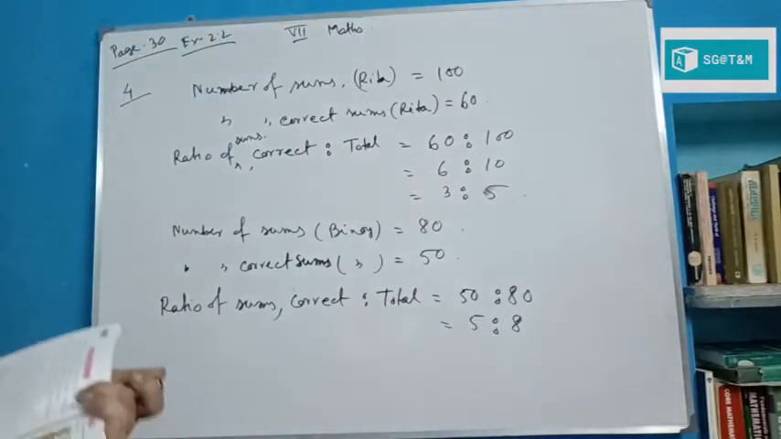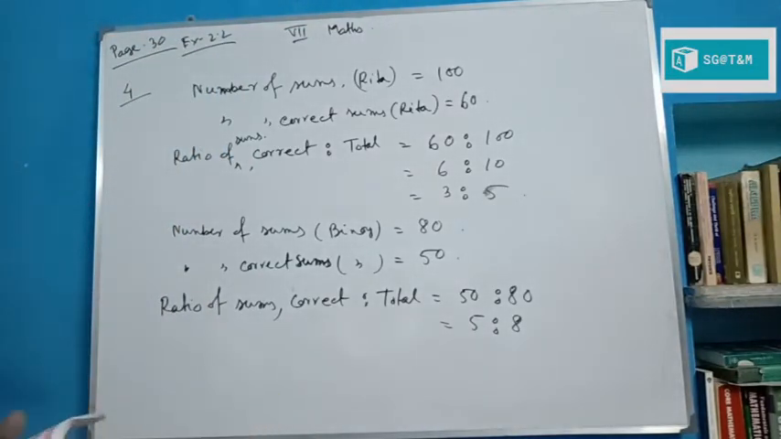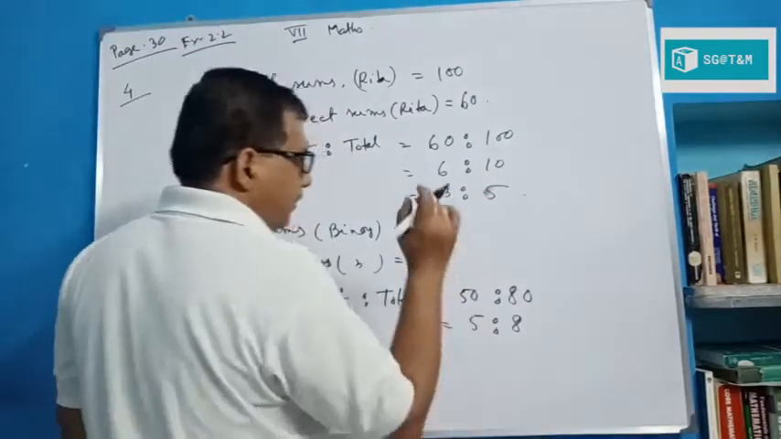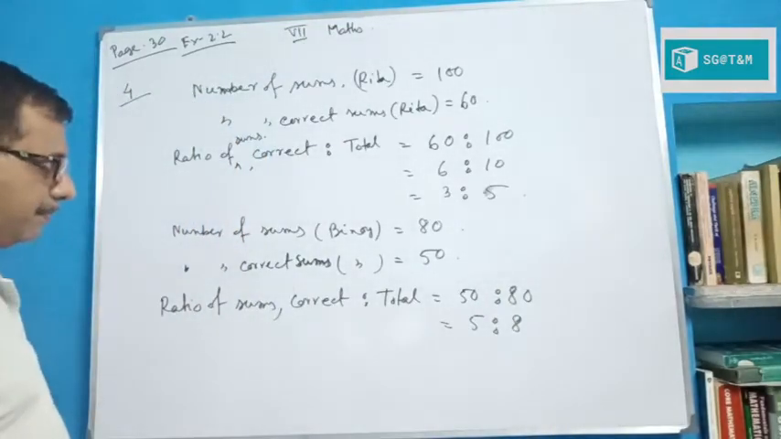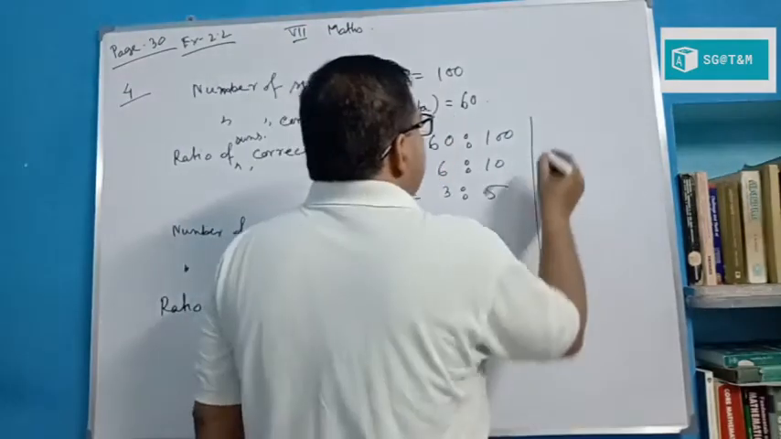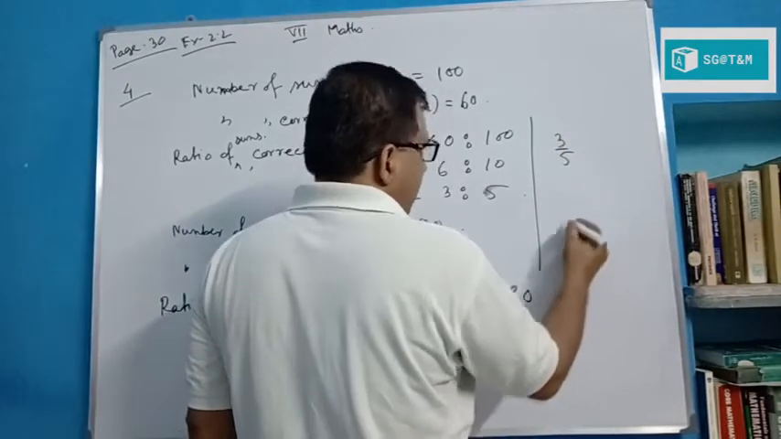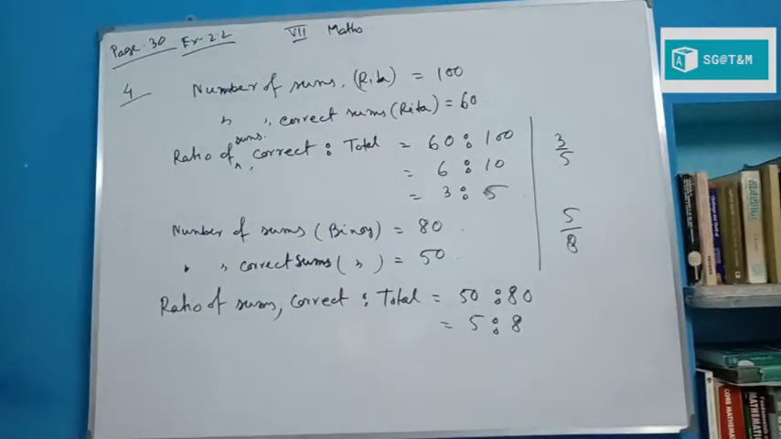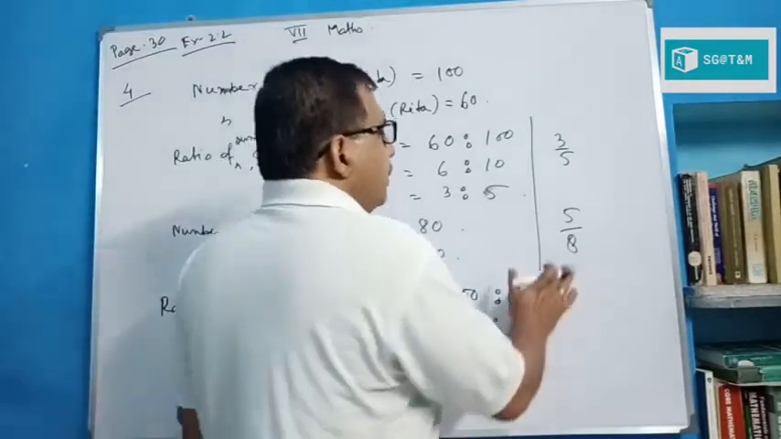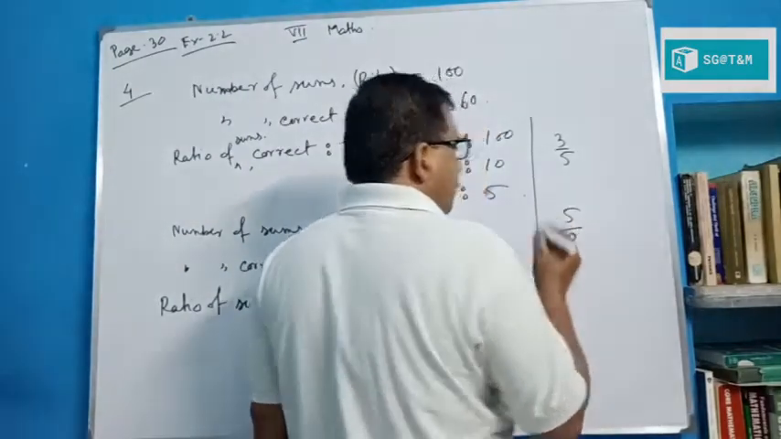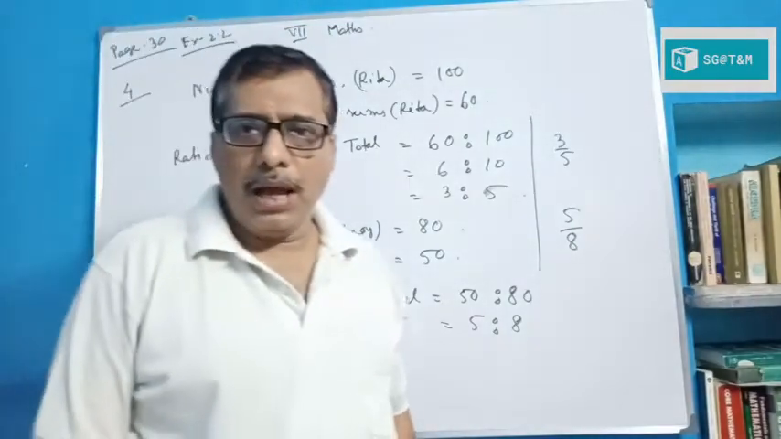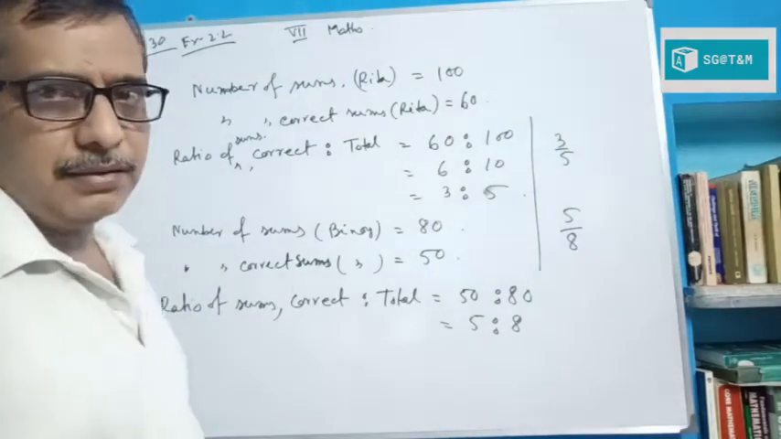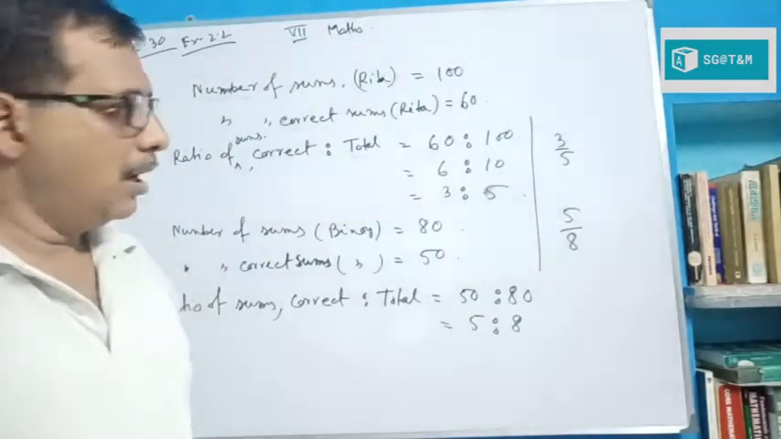Now which ratio is greater, 3 is to 5 or 5 is to 8? We have to find out which ratio is greater, 3 is to 5 or 5 is to 8. 3 is to 5 is nothing but 3 by 5, and this is 5 by 8. Which one is greater? If we express these two with the same denominator, then it is very easy to calculate which one is greater. So we have to find the LCM of 5 and 8. LCM of 5 and 8 is very easy, nothing but 40.